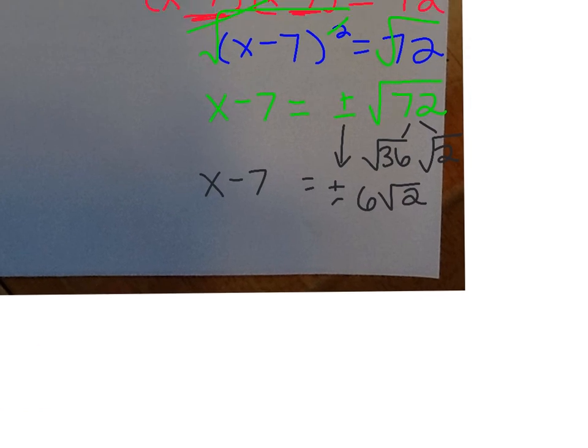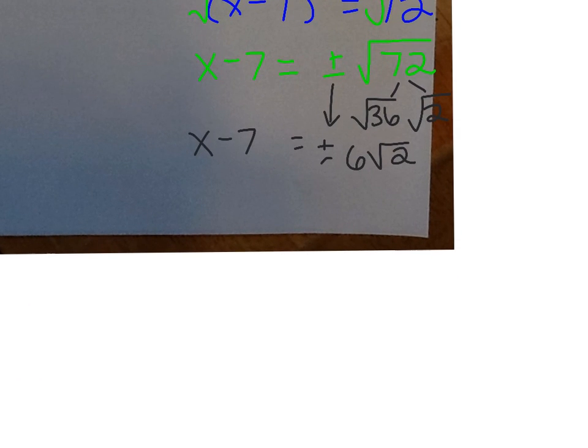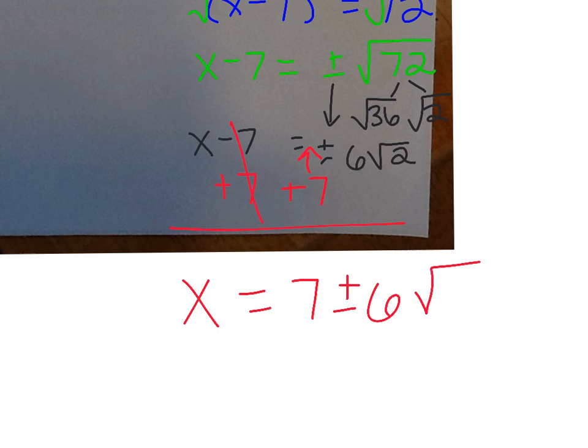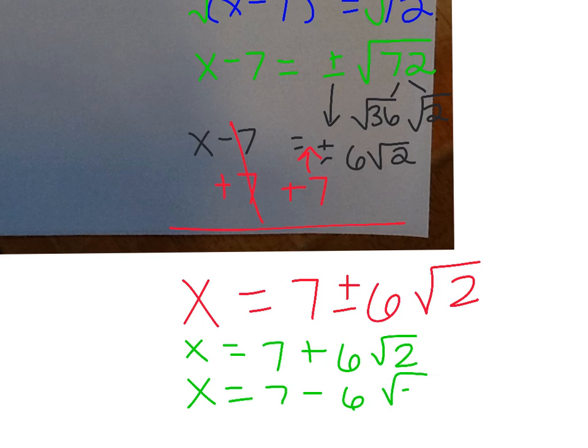We're not done because we didn't solve for x yet. So now we add 7 to both sides. So I get x equals, put the 7 in front of the plus minus, just like we did with the last problem, 7 plus minus 6 square root of 2. We're going to separate them: 7 plus 6 square root of 2 and 7 minus 6 square root of 2. You cannot add them and you cannot subtract them because they are not like terms. One has a square root. The other one does not. They are irrational roots.